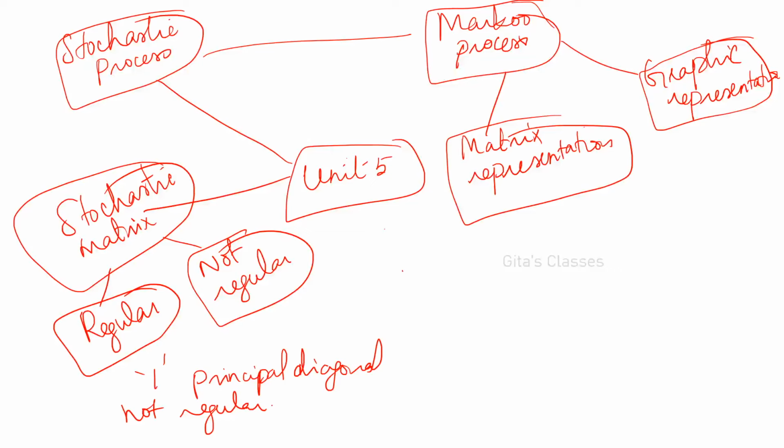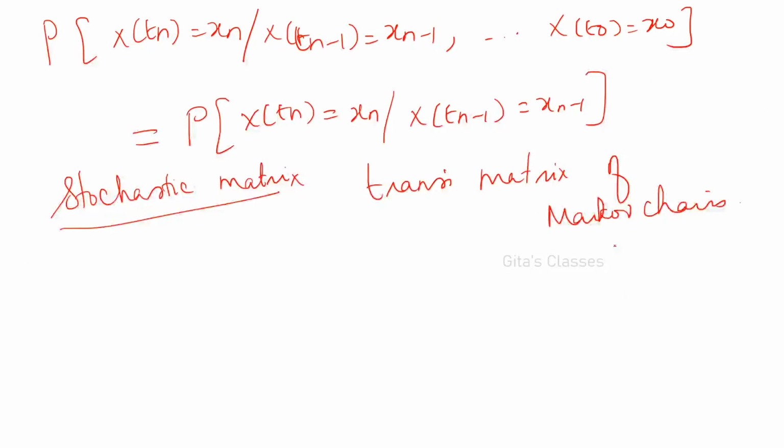Now in the Markov process, in the graphic representation we can find out accessibility. Of course, from the matrix also you can find out accessibility. When will you say that it is accessible? If you write i implies j, that means j is accessible from i. And if you write j implies i, that means i is accessible from j. And if j is accessible from i and i is accessible from j, we can write that i and j communicate with each other.